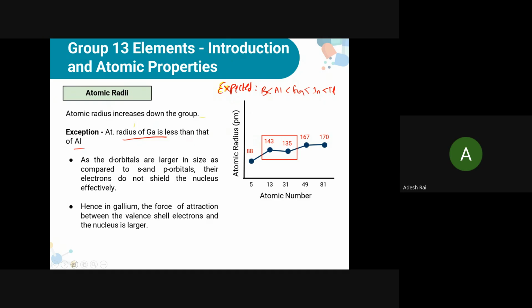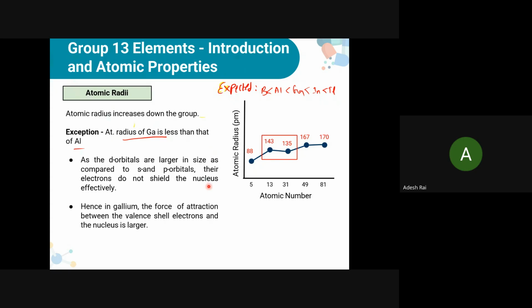Okay, just a minute. Let me go to the laser. So if you see, as the d orbitals are larger in size as compared to s and p orbitals, their electrons do not shield the nucleus effectively. Is that clear? Now, before gallium, all the d block elements come, scandium, titanium, vanadium, chromium, all this. So after zinc, we have gallium. Gallium is 31, so it comes after zinc. So before that, we have d block elements.